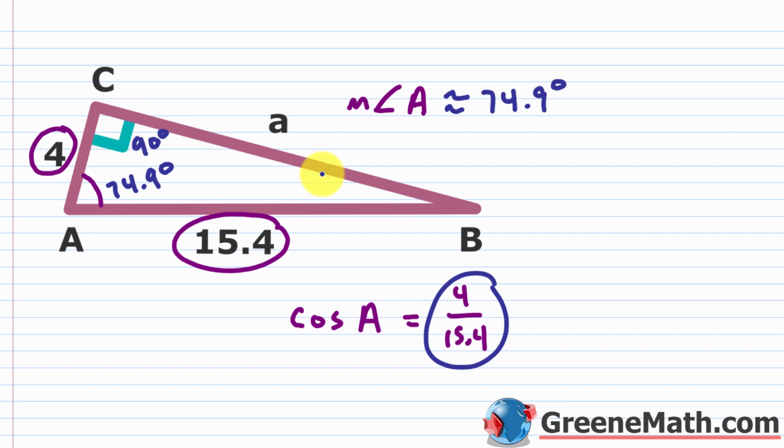Now, what's going to be the measure of this? Again, this is just an approximation, but essentially we know that all three angles here would sum to 180 degrees, or the measure of angle A plus the measure of angle B would sum to 90 degrees. So I could say the measure of my angle B here is approximately 90 degrees minus 74.9 degrees, which is 15.1 degrees. So let me go ahead and just write that in here as 15.1 degrees. Okay, so we have our three angles.